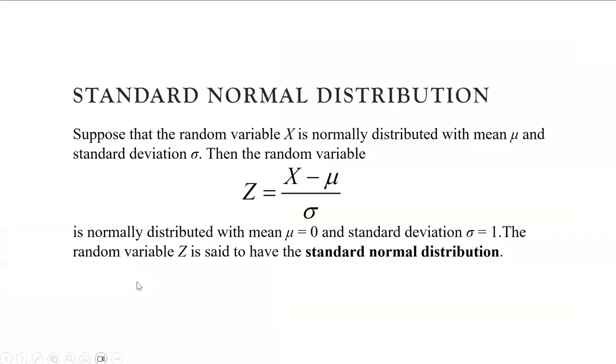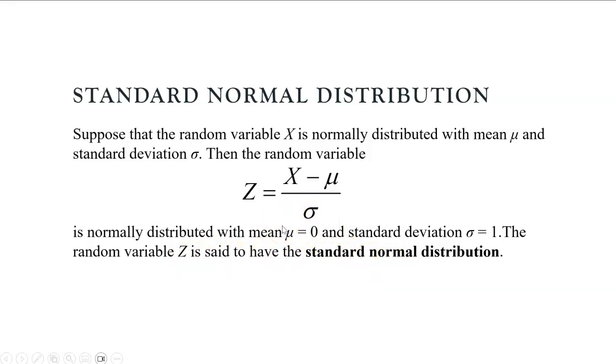And here we're going to start off with the definition. Suppose that the random variable x is normally distributed with mean mu and standard deviation sigma. Then the random variable z is equal to x minus mu over sigma, and is normally distributed with mean mu equals 0 and standard deviation sigma equal 1. So basically, if we know the mean and the standard deviation of a normally distributed variable, then we can convert that to a standard normal variable. All right, and that's our z here. So the random variable z is said to have the standard normal distribution.